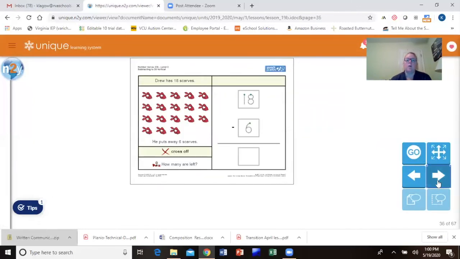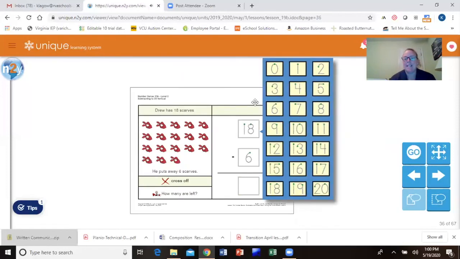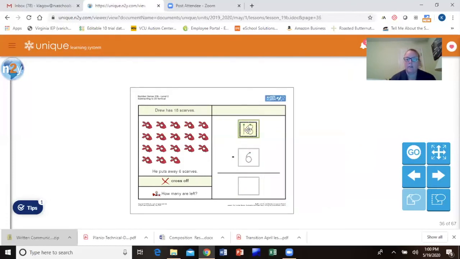All right, let's do one more with a bigger number. Here we go. Drew has 18 scarves. Let's find the number 18. Who can find the number 18? It has a 1 and an 8 in it. Point to it. You pointed here. You are correct.